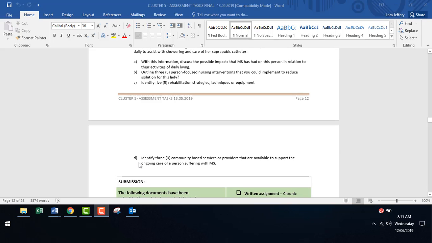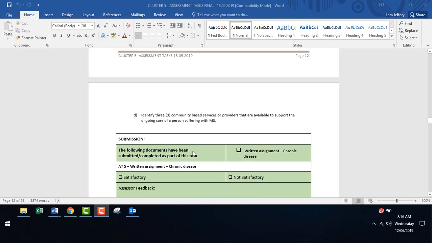And part D, identify 3 community-based services or providers that are available to support the ongoing care of a person suffering with MS. Okay, so remembering when you're looking up MS that you're keeping this community means a local community, so just be wary of using websites that are Australian and local, okay, when you're identifying MS in our community. And that's all for this AT.